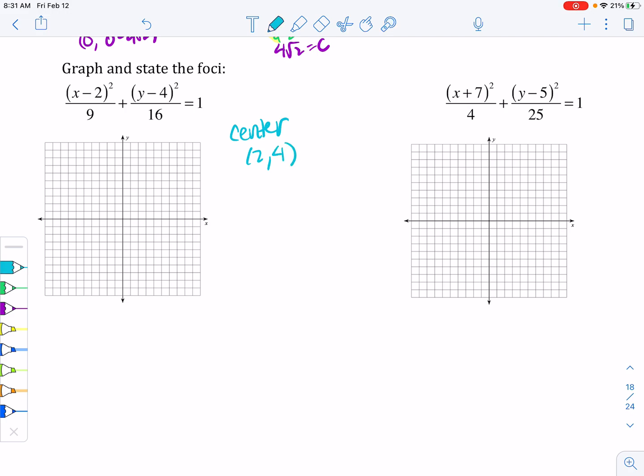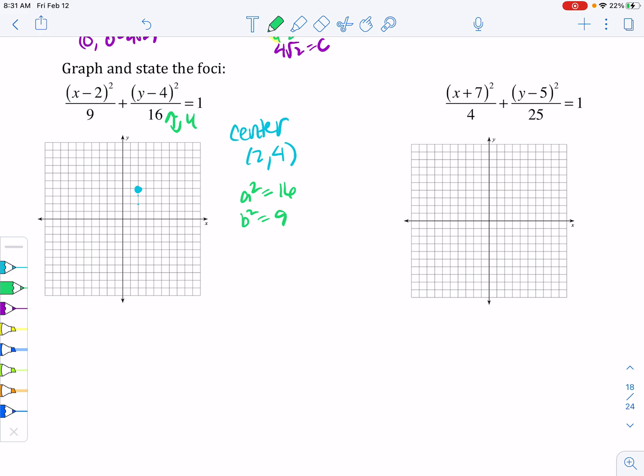So our center is located at (2, 4). So right there. Well, that means our a squared is the bigger of the two underneath, so 16, and our b squared is 9. A squared is always defined to be bigger than b squared. So that means that underneath the y's, we have 16, so we're moving left and right by 4. Sorry, not left and right, up and down. My bad. Up and down by 4 because it's under the y's.